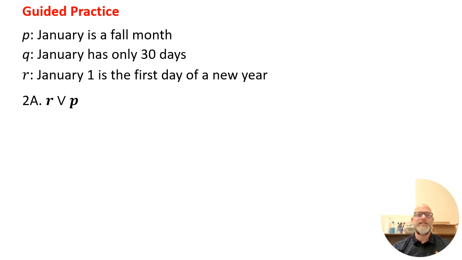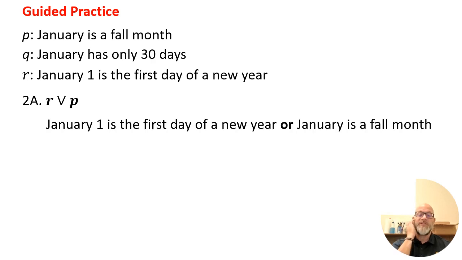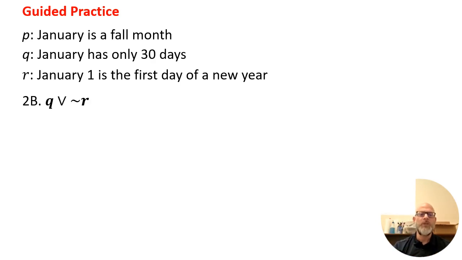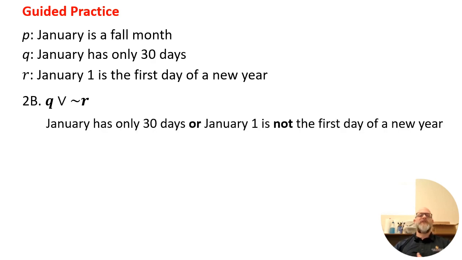For R or P, the first thing you're going to do is translate. R or P becomes January 1st is the first day of a new year, or January is a fall month. Next thing we do is test the truth value of R. R is going to be true, then P is going to be false. Therefore, R or P is true. At least one statement is true. Q or not R: January has only 30 days, or January 1st is not the first day of a new year. Okay, how about Q? False. Not R? False. Therefore, Q or not R is false. There's no truth value to be had anywhere.